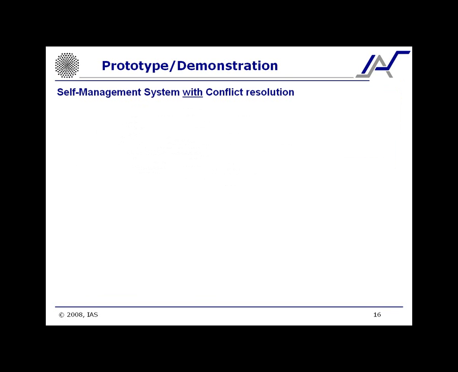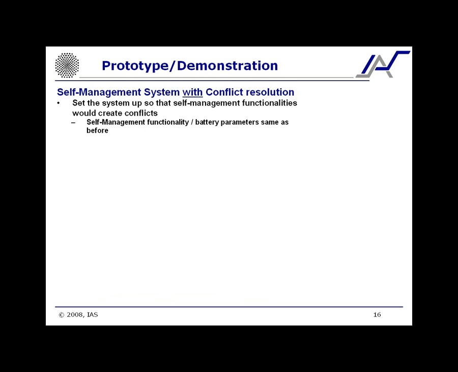Next, we have the same self-management system using conflict resolution. So again, the system is set up in a way that creates conflicts. In order to compare correctly, I've set the system to the same exact parameters that we've set before. However, now I've included some rules. Because after we have coordination, we need rules to make sure that the coordination is working correctly. So the rules are as follows.